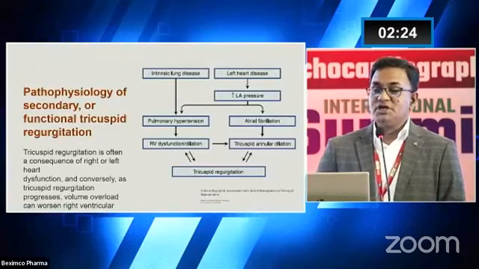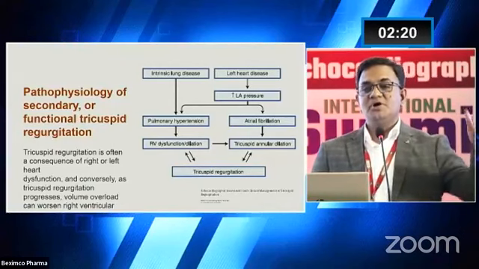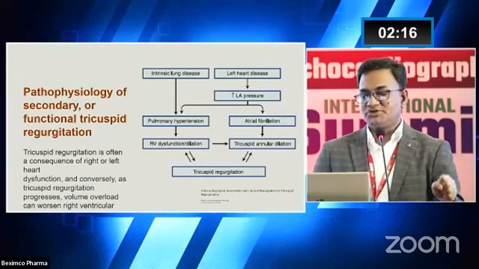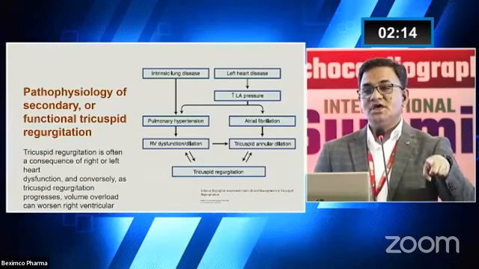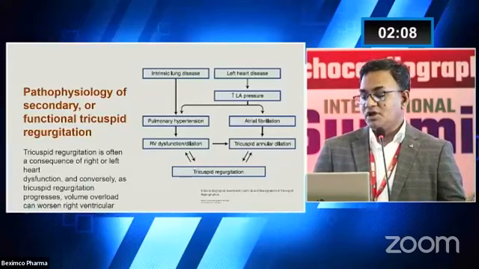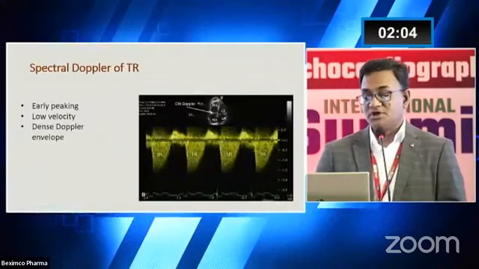This is the pathophysiology. As we know, intrinsic lung disease can cause pulmonary hypertension. Pulmonary hypertension can cause right ventricular dysfunction or right ventricular dilatation. As well as in left heart disease, left atrial pressure may be increased, atrial fibrillation might be there. So that could affect the tricuspid annulus dilatation that ultimately produces tricuspid regurgitation.